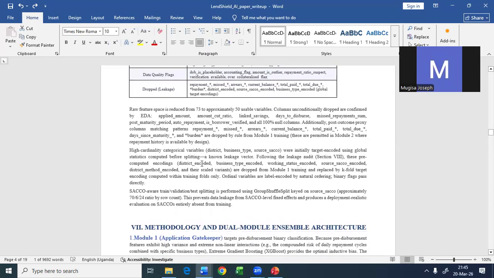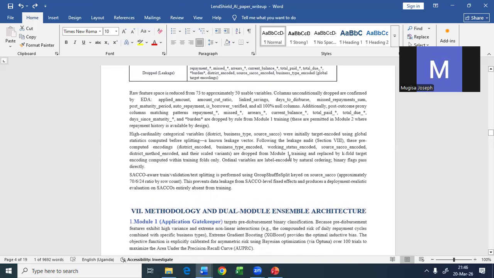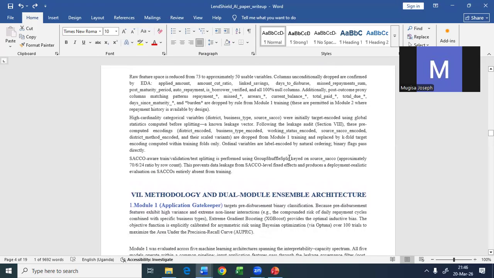And the high cardinality categorical variables, business type, the district, and circle, were initially encoded using global statistics computed before splitting. In the pre-computed encodings, the circle split was performed using the group shuffle split on circle.